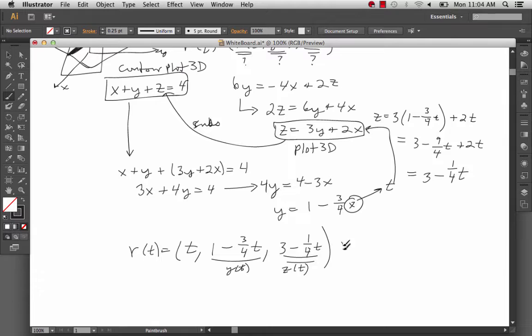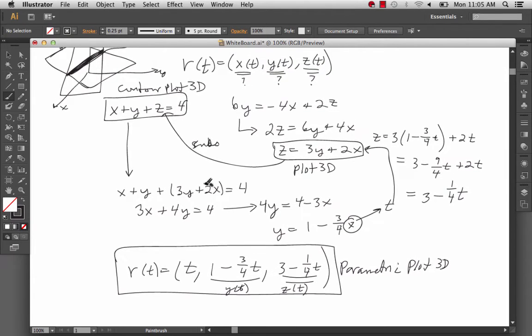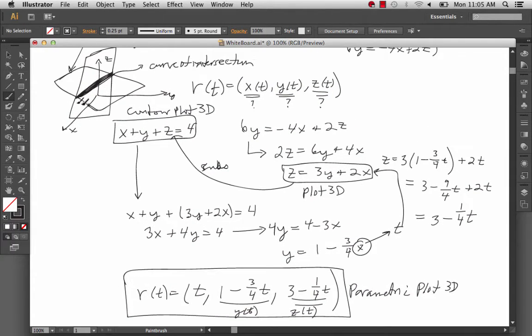I should be able to plot this curve of intersection using ParametricPlot3D. Let's put these three plots together into a single Mathematica plot and see if our curve of intersection is correct. It should look something like the following here. We're just drawing our sketch, but it should look something like that.